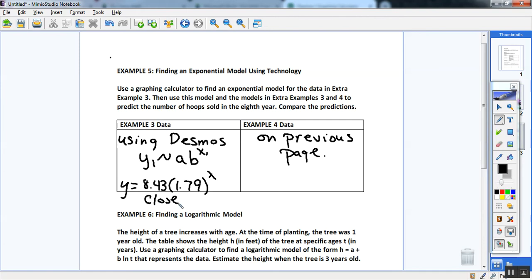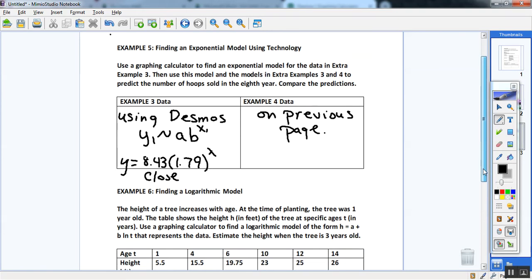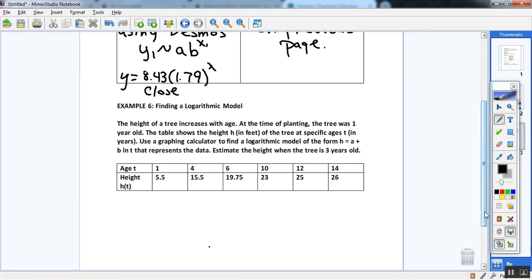All right, let's talk. Last example here, and then I want to get a short, quick quiz out to you here today. Do you guys understand what I want you to do and how Desmos works? Okay, good. The height of a tree increases with its age. So as it gets older, what happens to the height? At the time of planting the tree was 1 year old.